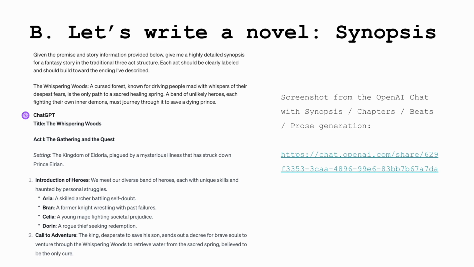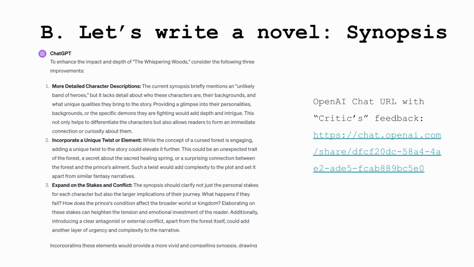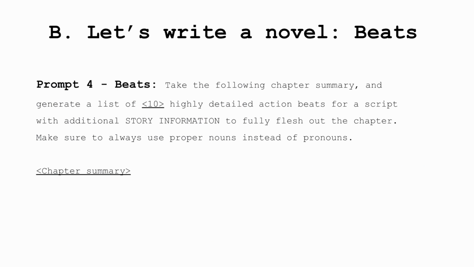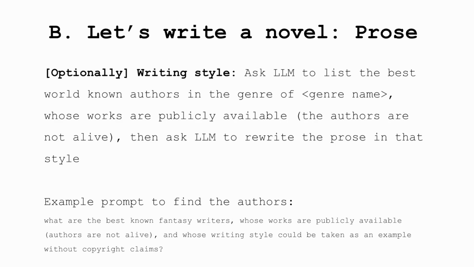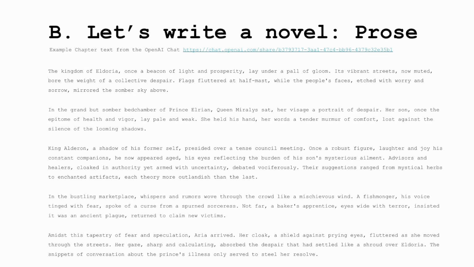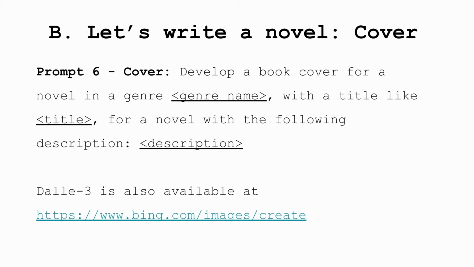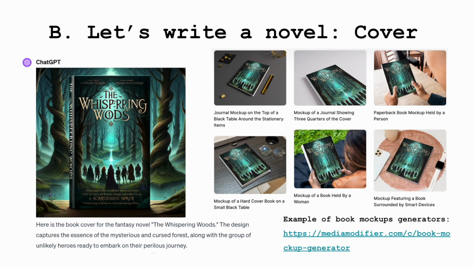Then we generated a synopsis. Then we briefly touched on this idea of using an AI critic to improve the text. And then we generated a chapter list, action bits for one chapter, and some prose. I will share the links to all OpenAI chats which were created during that workshop under this video. Here's the book cover we got in DALL-E 3. The text is incorrect and also there are too many characters. This story has only 4 of them, but this could be improved.